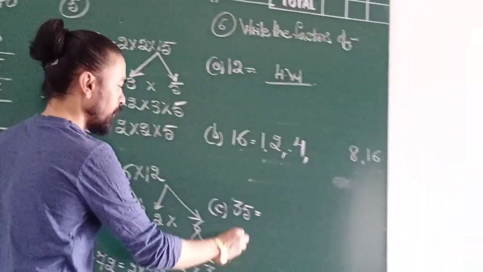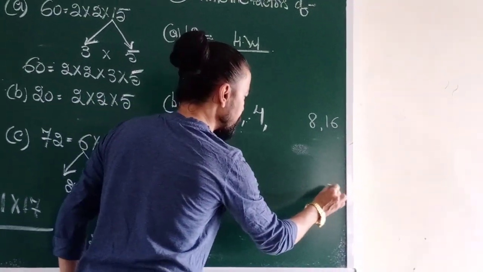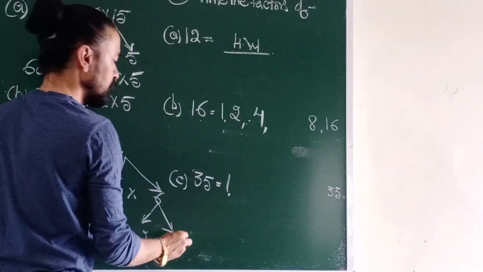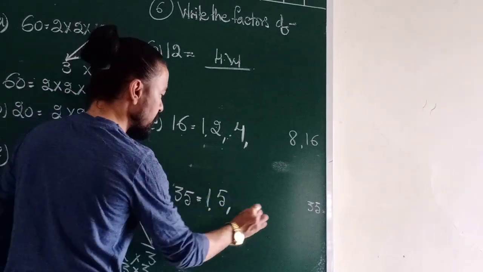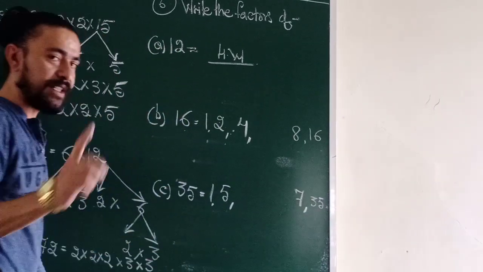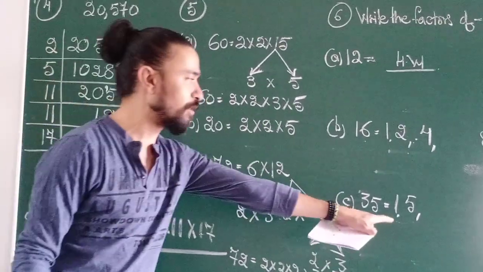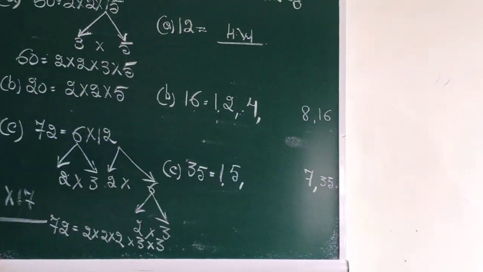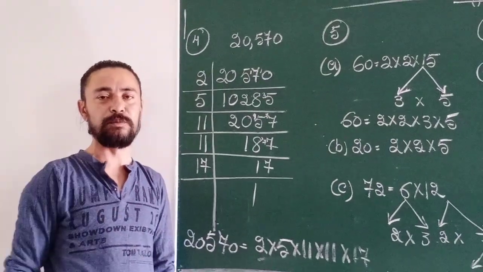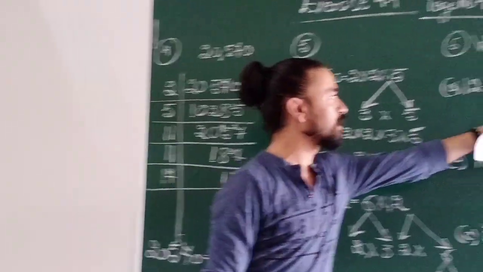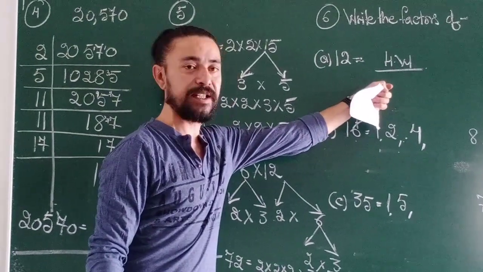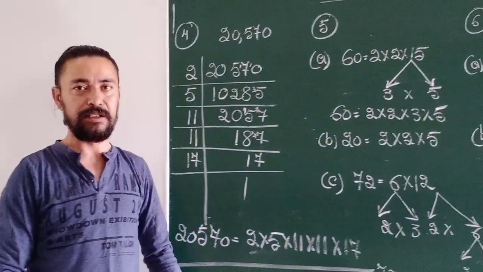The last sum. 1 35s are 35. 2 will go? No. 3 will go? No. 5 7s are 35. 6 will go? No. 7 is already there. And that's it. These sums have to be done for today in your notebook in neat handwriting with a black pen. The only homework that I am giving you is sum number 6 part A. That will be done by you.